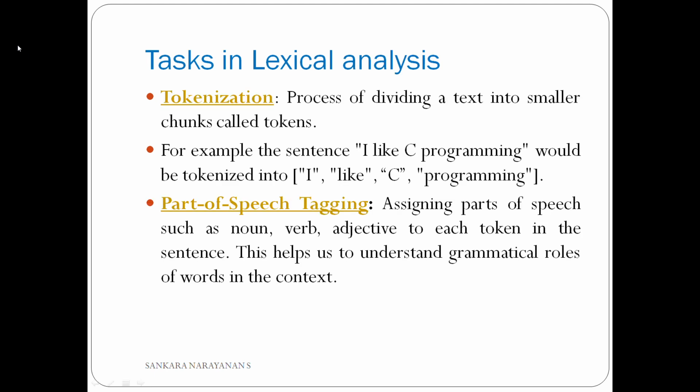There are two tasks in lexical analysis. One is tokenization, the second one is POS tagging. What does tokenization mean? It is the process of dividing a text into smaller chunks called tokens. For example, let's consider the sentence "I like C programming". There are four tokens in this sentence: I, like, C, and programming. This is called tokenization.